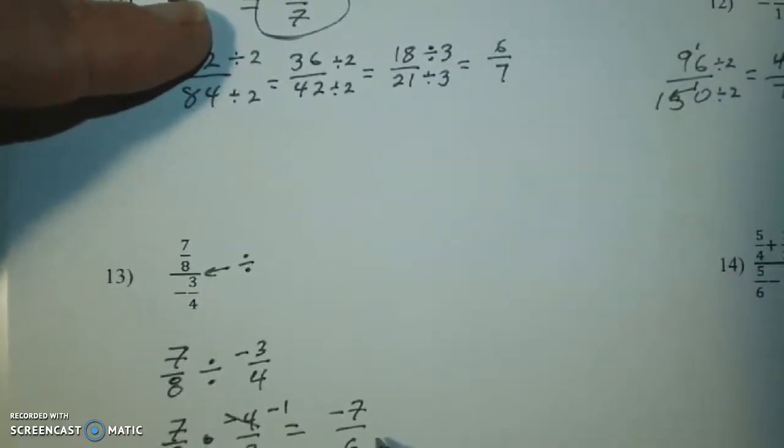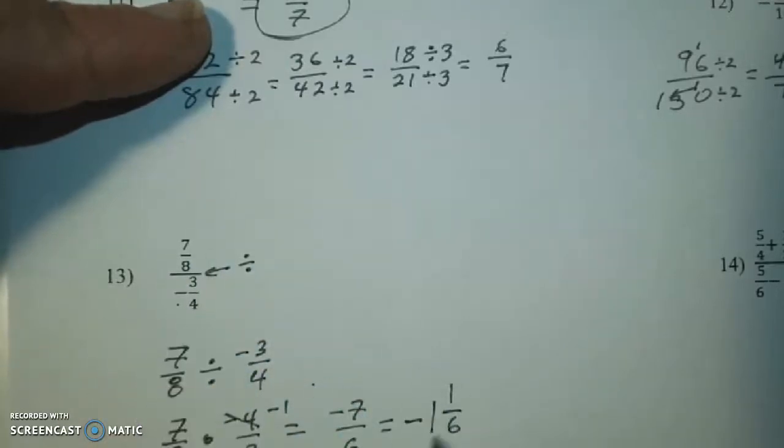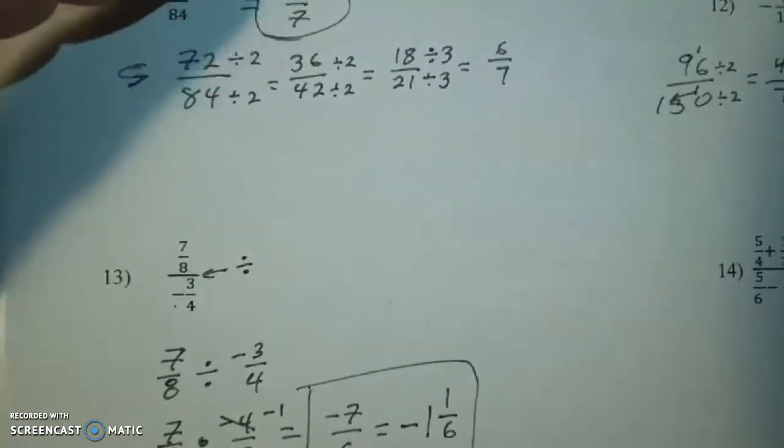That is your answer. I would accept that, or if you changed it into a mixed number, negative 1 and 1/6. And again, it was a positive divided by a negative. We'd better have a negative answer. So those are both acceptable.